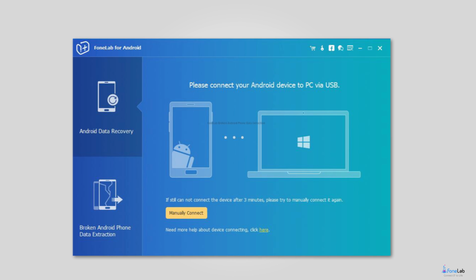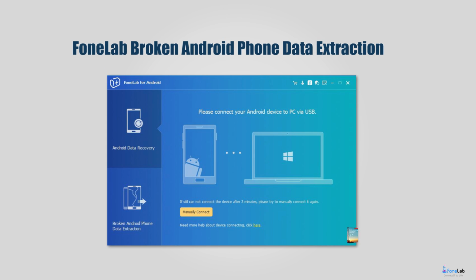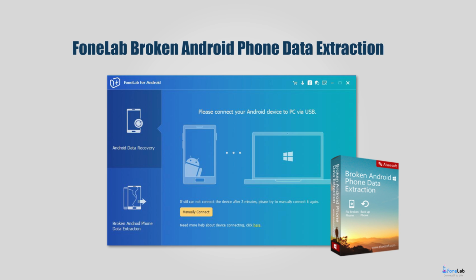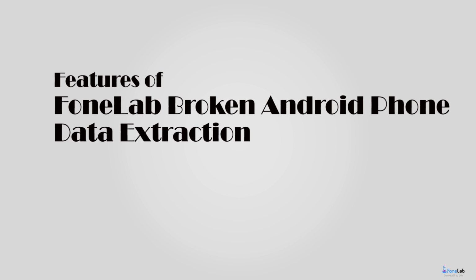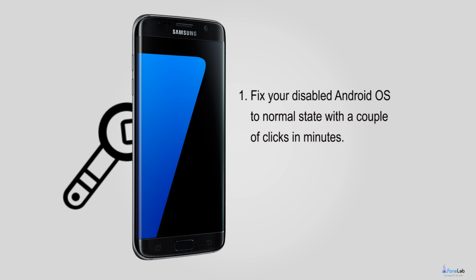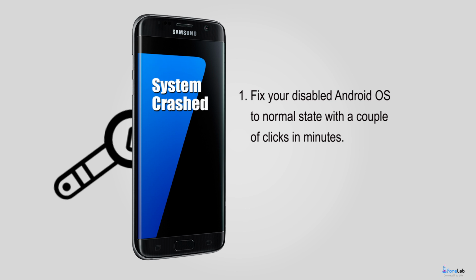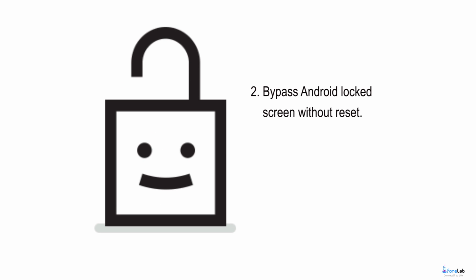One of our products, PhoneLab Broken Android Phone Data Extraction, is able to unlock Android phones with a cracked screen. Besides, it has more features that are awesome. 1. Fix your disabled Android OS to normal state with a couple of clicks in minutes. 2. Bypass Android locked screen without reset.